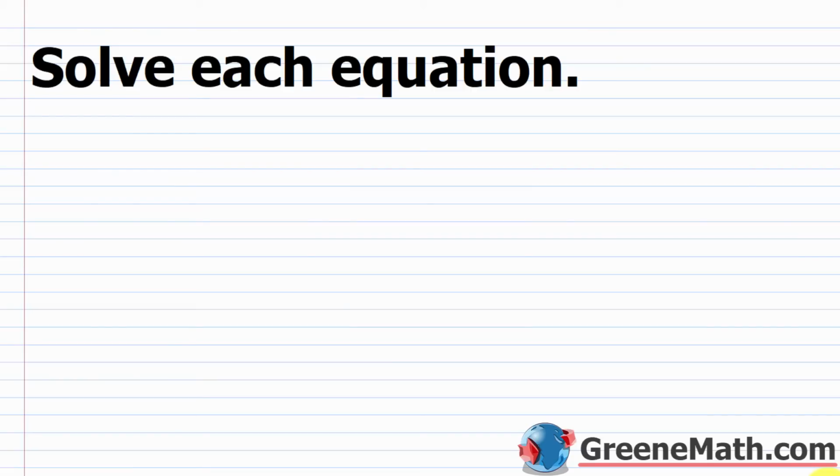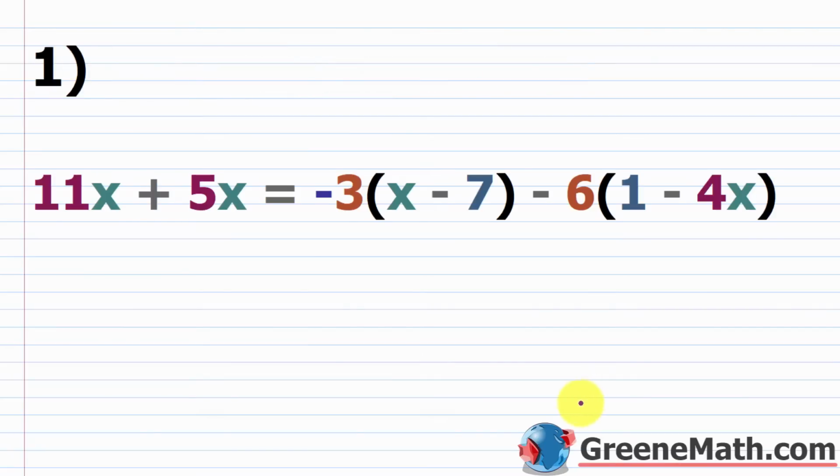All right, let's take a look at our practice test. We're told here to solve each equation. And for the first problem, we're going to be looking at 11x plus 5x. We're setting this equal to -3 multiplied by the quantity x minus 7. Then we're subtracting away 6 multiplied by the quantity 1 minus 4x.